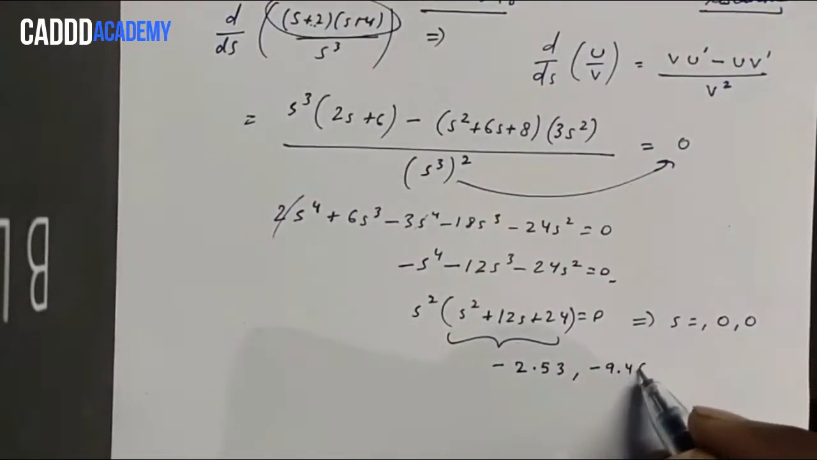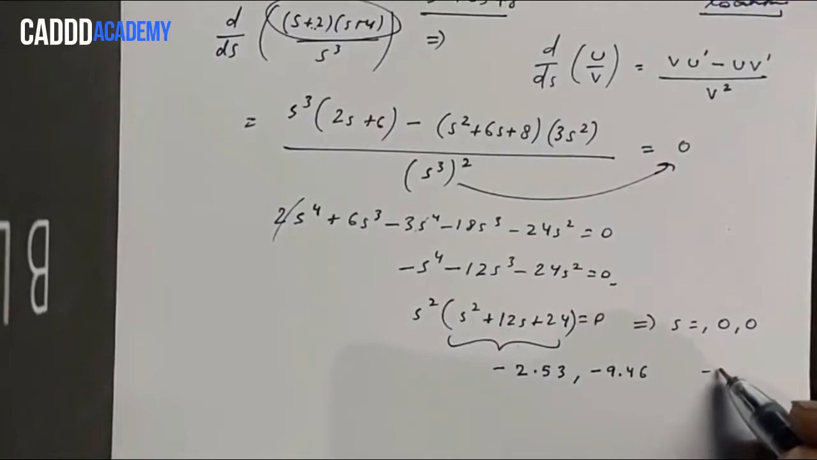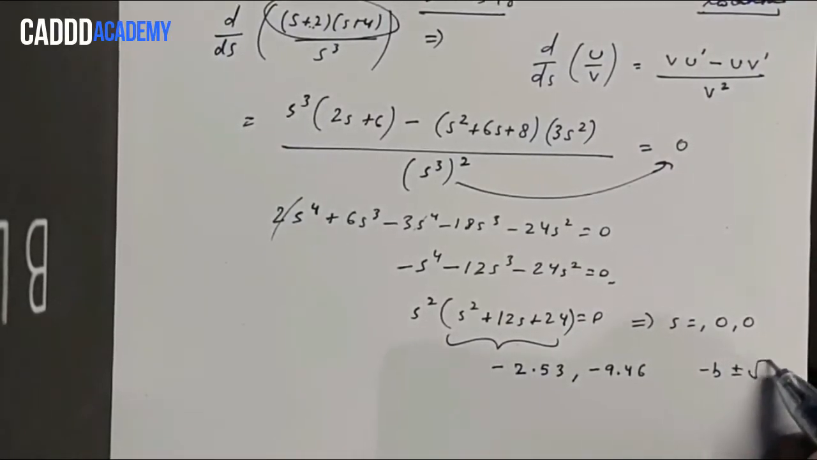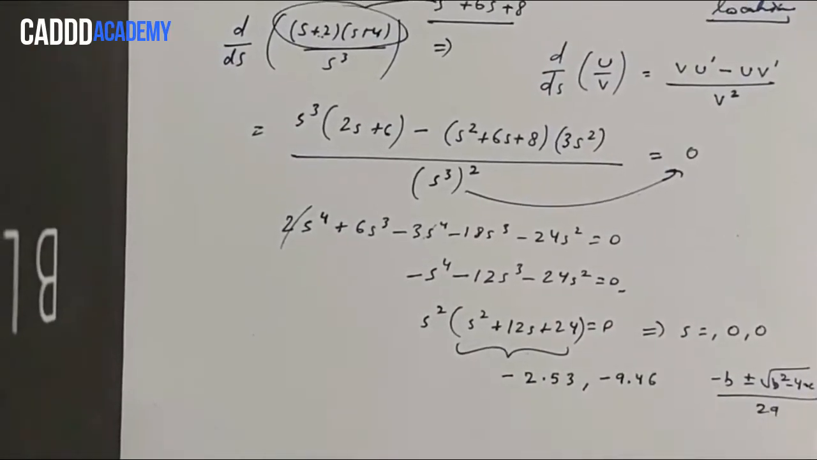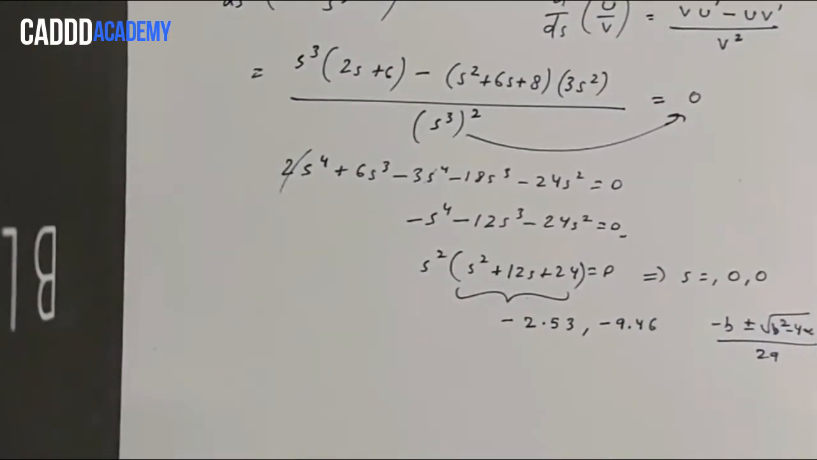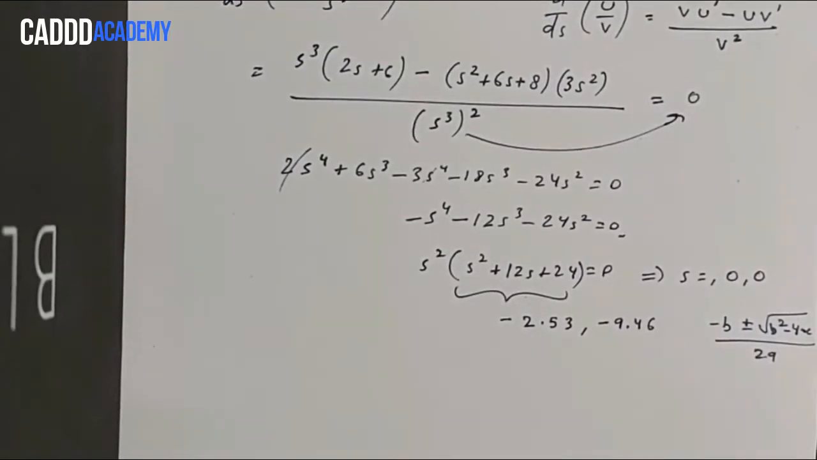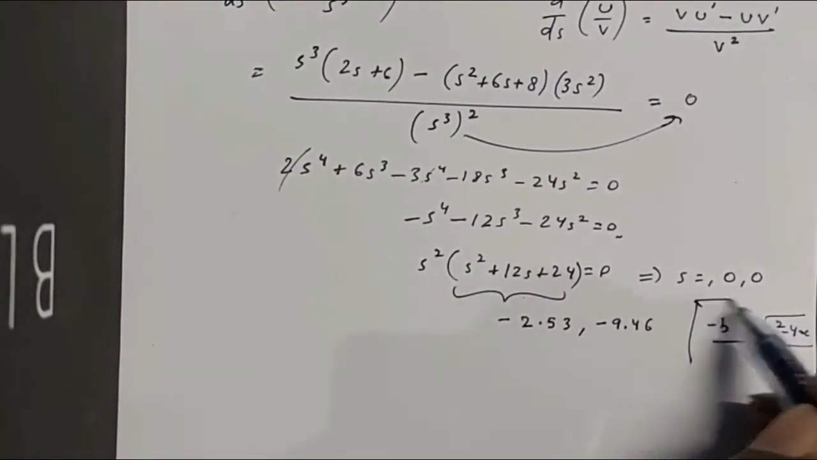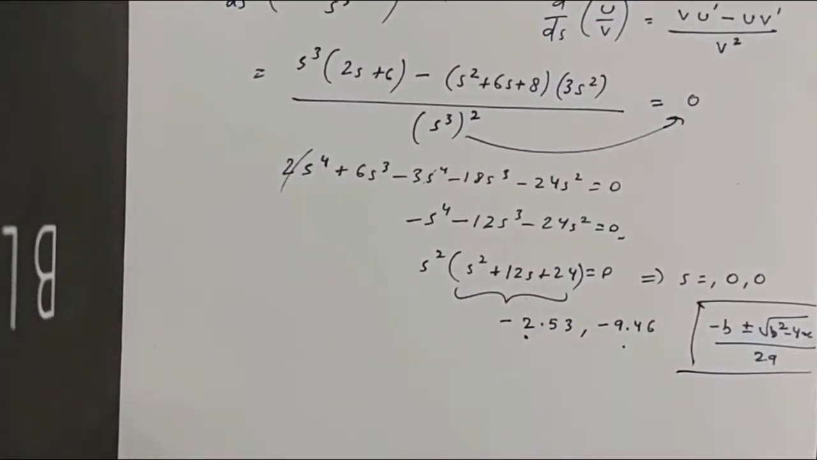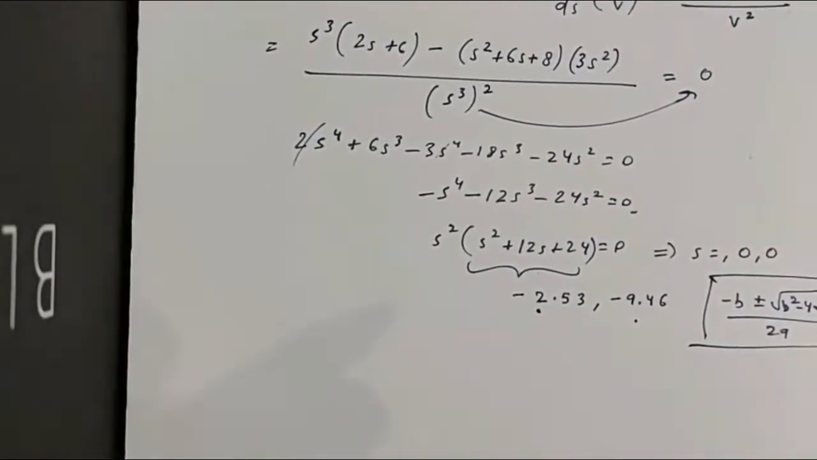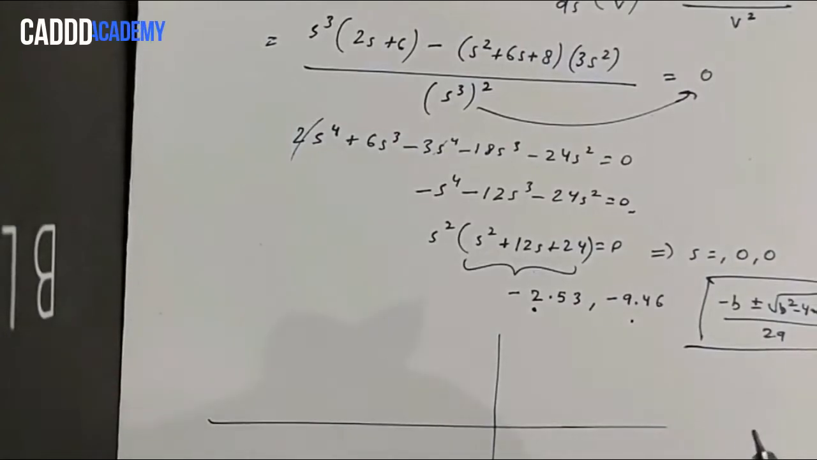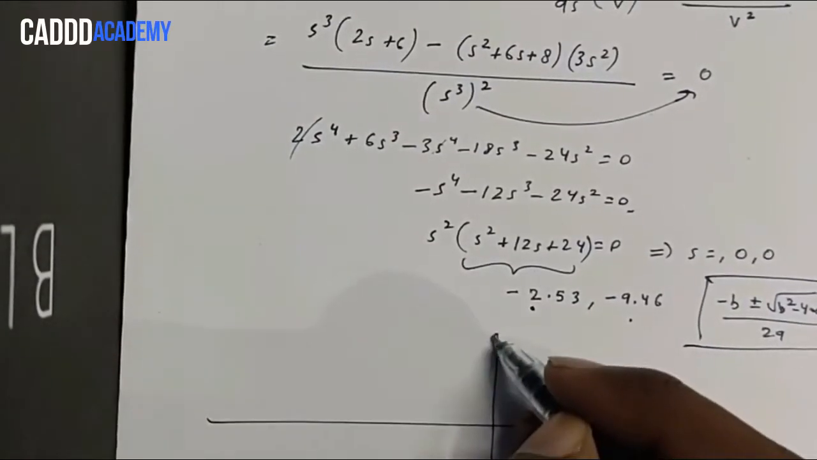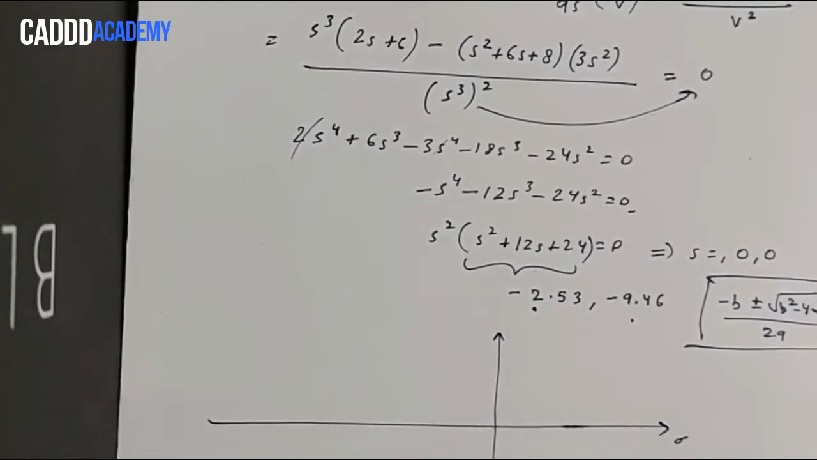and minus 9.46. We can calculate these roots by minus b plus minus square root of b square minus 4ac divided by 2a, or we can simply use the calculator for this. And if the calculator is not allowed in your exam, then you have to use this formula and get both roots. And after that, what we will do is draw the root locus diagram. Let's see how it will be.